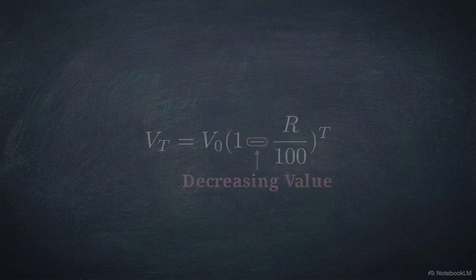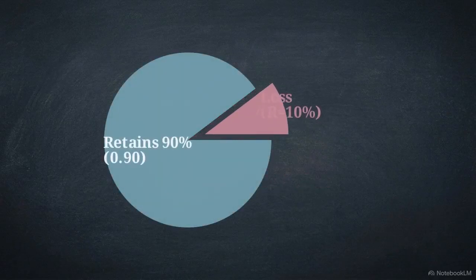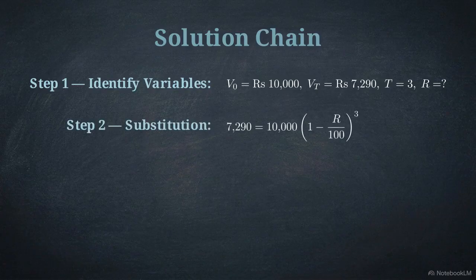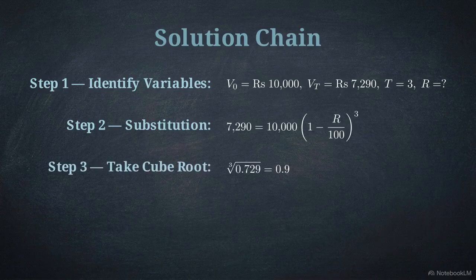Let's lock in what we've learned with a quick checkpoint. Why is there a minus sign in the formula? Because the asset's value decreases. What does the 0.90 represent? It means the bike retains 90% of its remaining value each year. And which algebraic operation removes the third power? Taking the cube root of both sides.